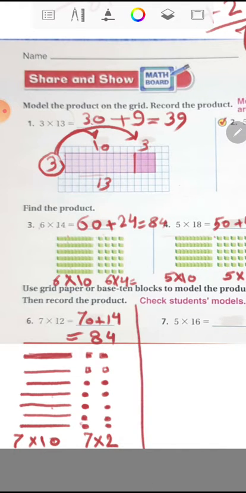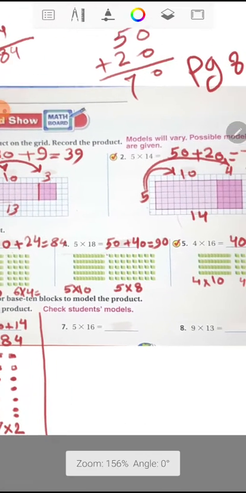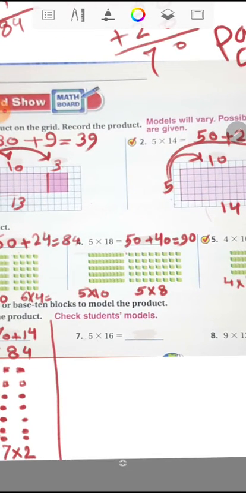Okay, now let's find the next one. 5 multiply 16, and I will use the base 10 blocks. So I have 16. I will break this number according to the base 10 blocks into 1 long and 6 ones. So I will describe this 16 as 1 long, I have 1 in the tens digit, and 6 small cubes, I have 6 in the ones digit.